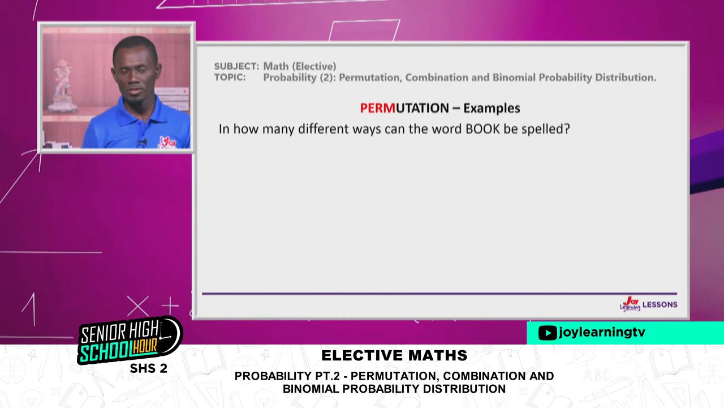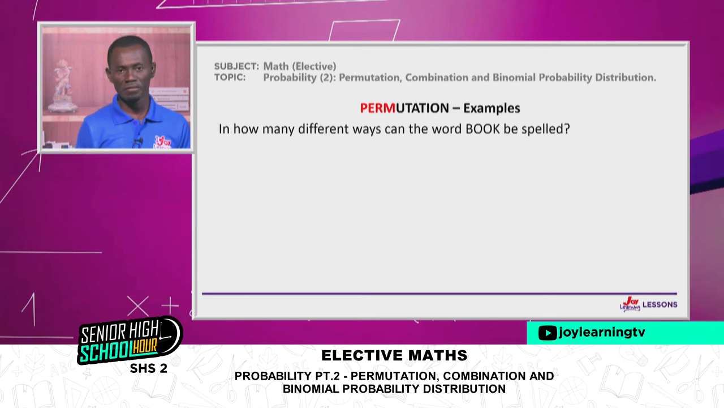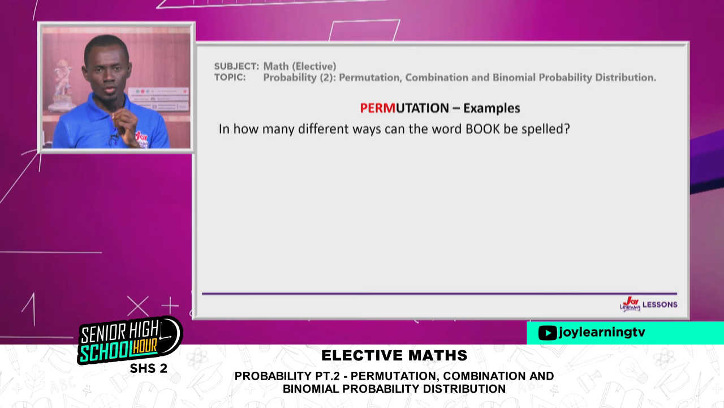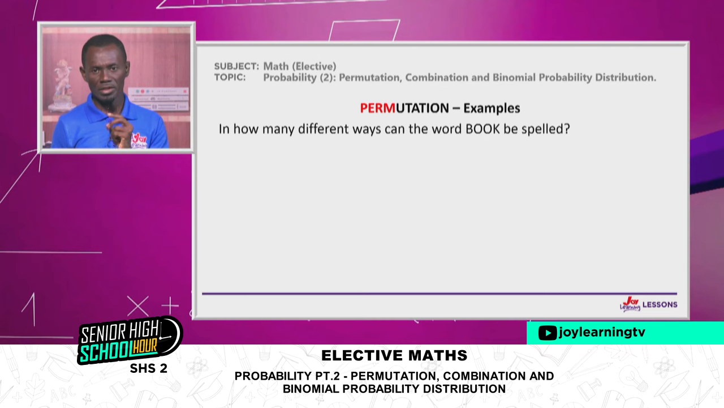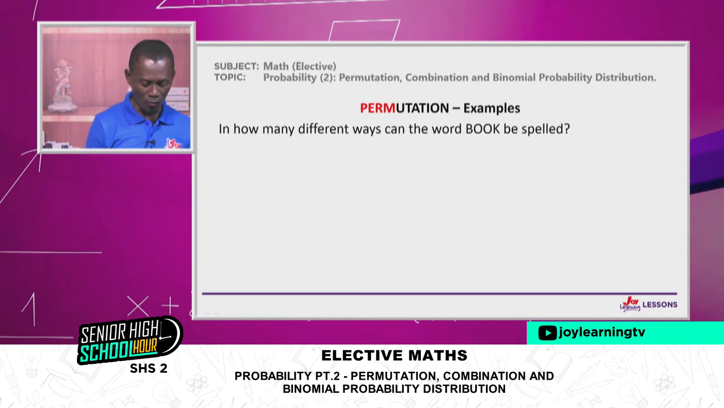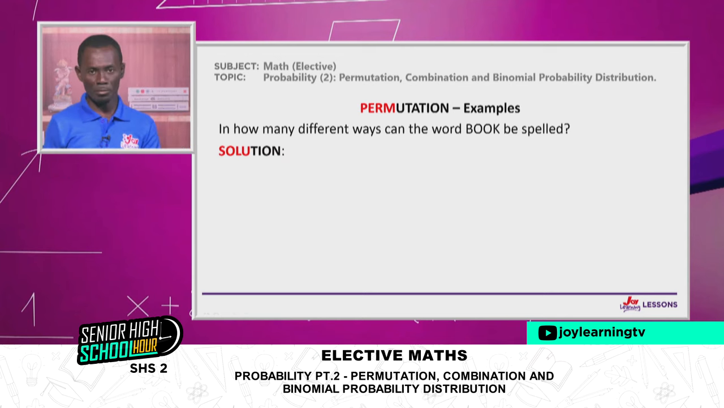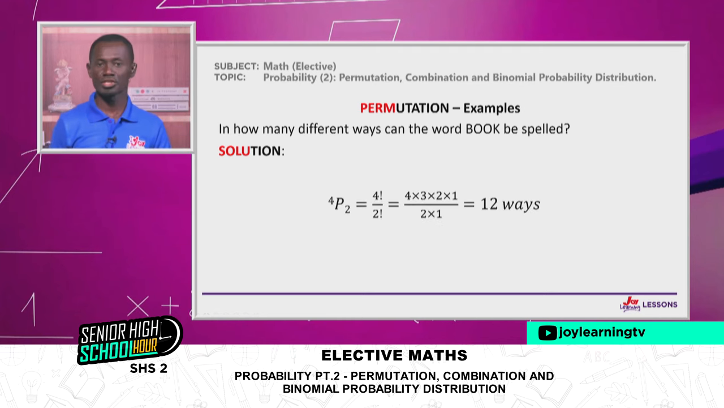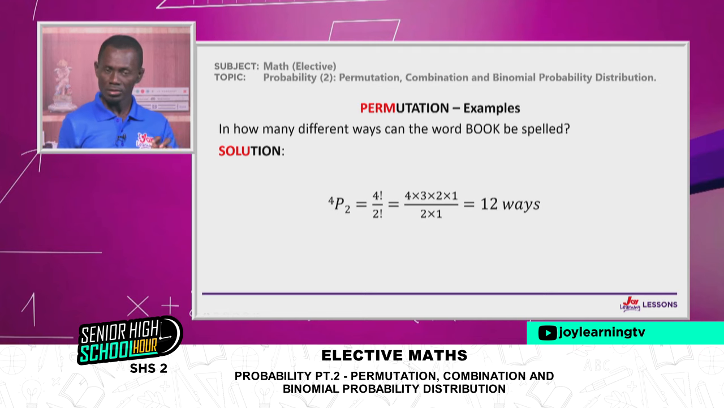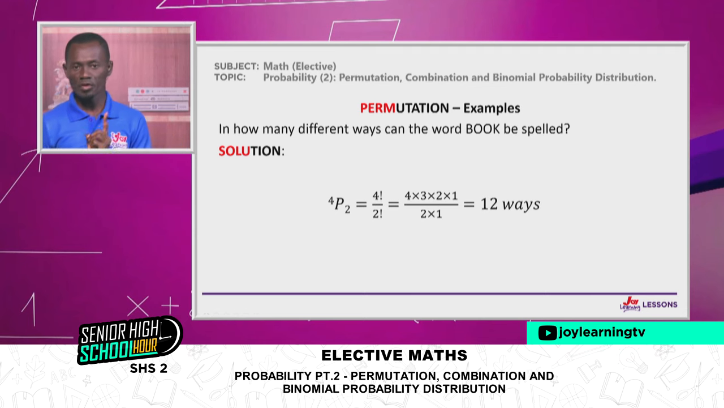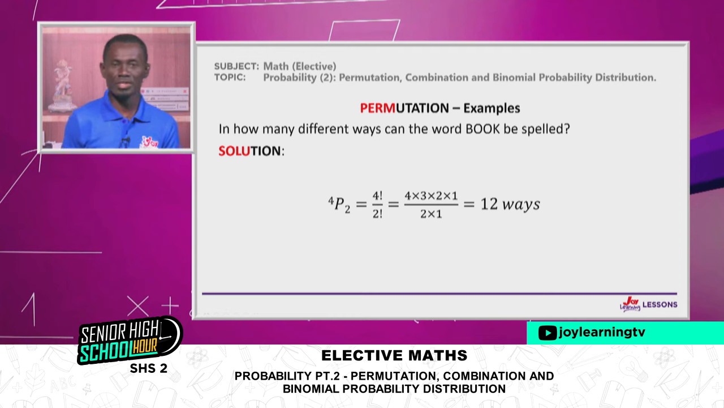Let's see why you'll be wrong. You'll be wrong because if you notice carefully, for the word book, one particular alphabet is repeated. That's the alphabet O. So although there are 4 letters that make up the word book, there is a repetition. So if we took out the repeated alphabet, O and O, we're left with 2. So wherever there is a repetition, the number of repetitions must be taken out.